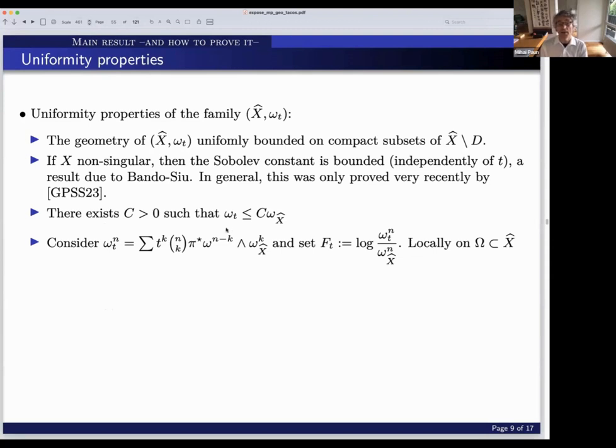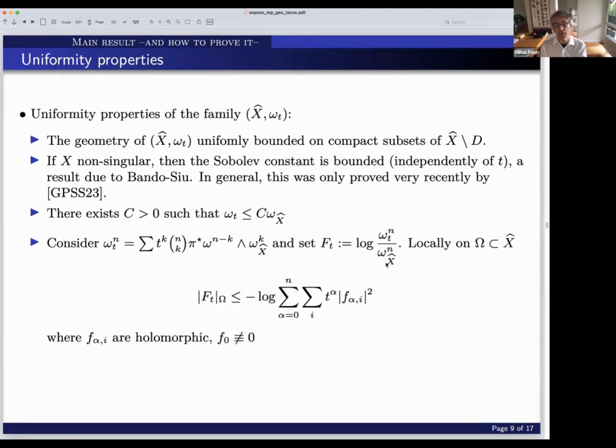If we take the log of the quotient of the two volume elements, this is a function, right? Then, given this expansion that we have here, we can bound it by minus log of some powers of t to the alpha times this, where the first one, corresponding to alpha equals 0, is a sum of the squares of holomorphic functions, not all of them 0. Because for t equals 0 it is simply the Jacobian of the inverse image of omega.